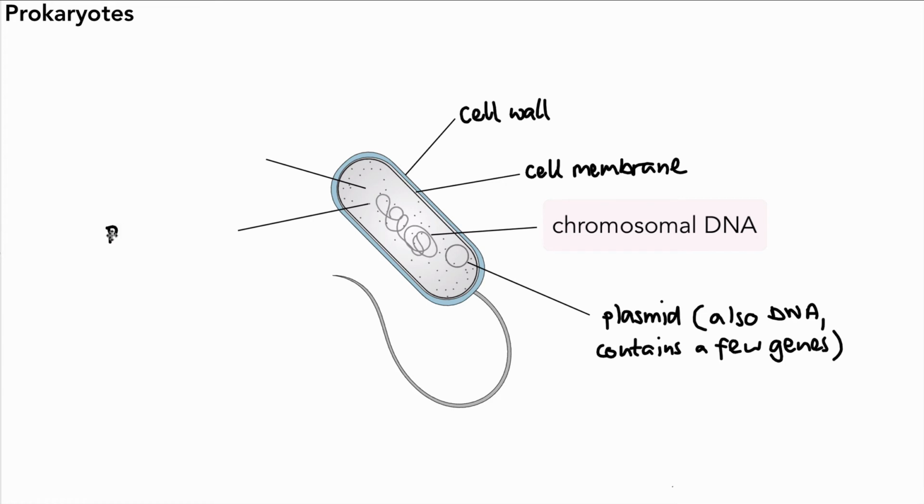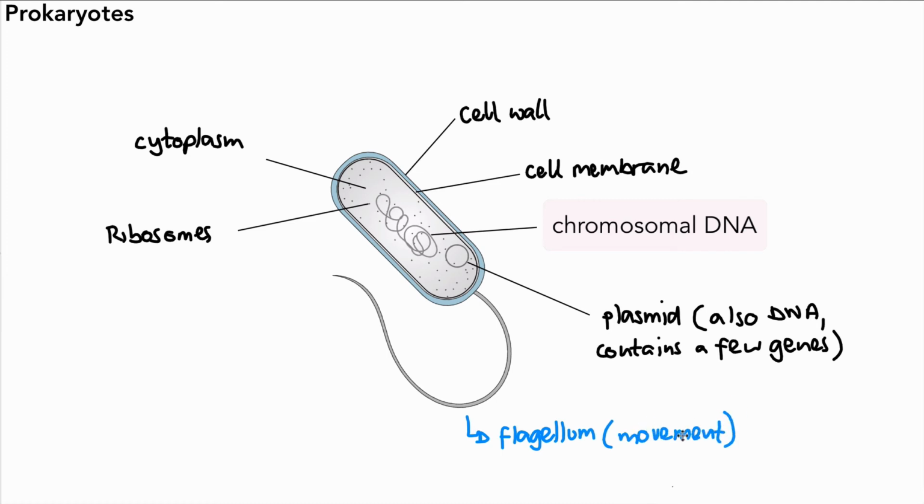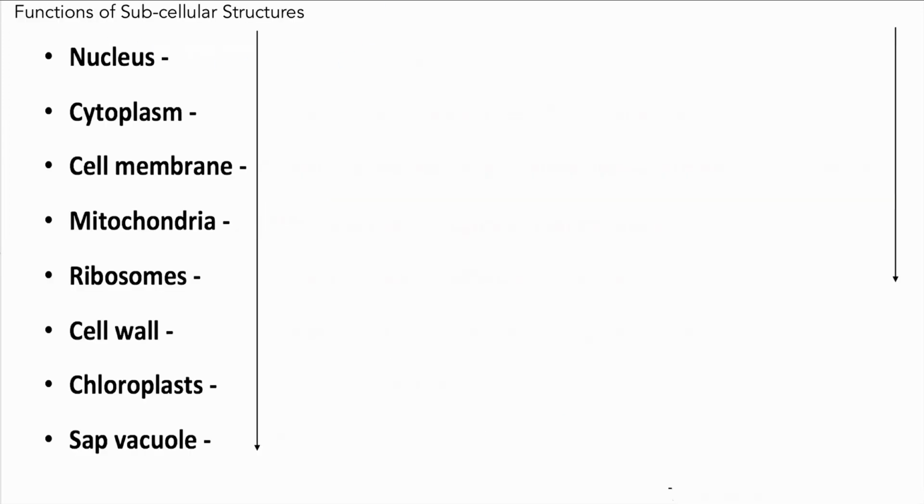We then have the ribosomes, those small dots you can see, and then the cytoplasm as in the other two cells which we looked at. We also have something called a flagellum. It's like a tail and it helps with movement. Okay, so that's our prokaryotic cell, and you should be able to label those different parts. It's probably worth giving yourself a little test on the functions of the different parts, so you can pause here and do that, but if not, let's go through them.